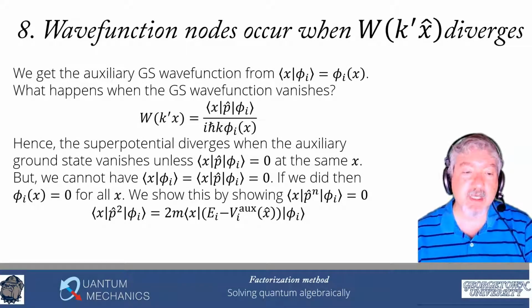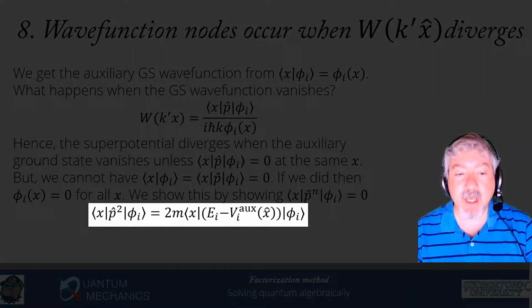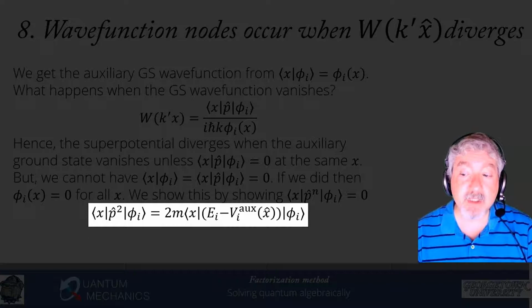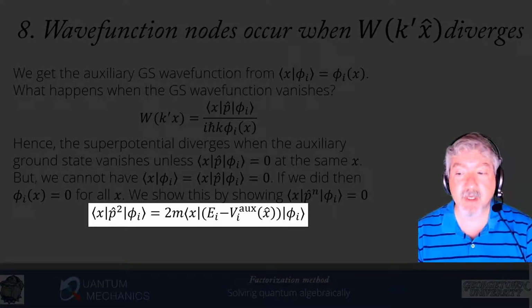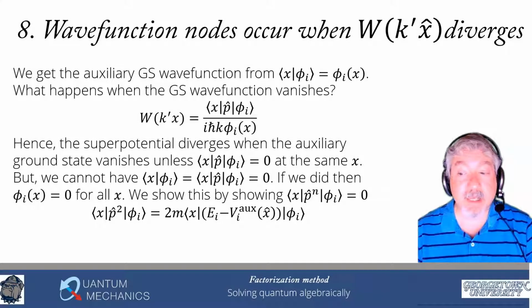Let's first look at the case with p squared. Now, remember, I can write p squared in terms of the Hamiltonian. I can write it as E I minus V auxiliary of x multiplied by 2m. Please pause the video and write this down. It's a one-liner if you don't remember it. Remember, the Hamiltonian is p squared over 2m plus V auxiliary of x, and we have the equation that H acting on phi I is equal to E I times phi I, because phi I is the ground state of the ith auxiliary Hamiltonian.